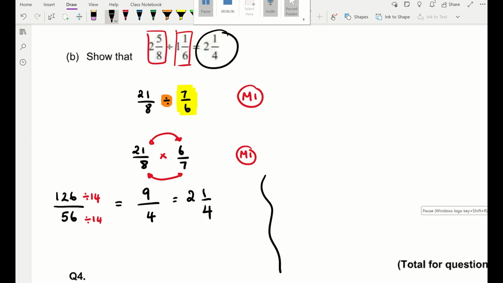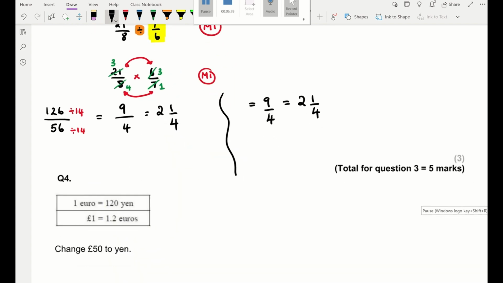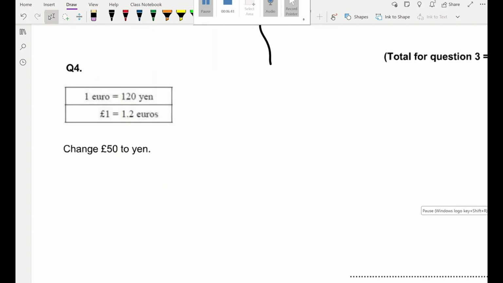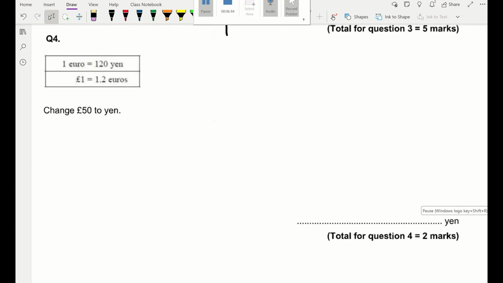So either you've done that, or you recognize that 21 divided by 7 is 3, 7 divided by 7 is 1. I can simplify even more by dividing 6 by 2, I get 3, 8 by 2, I get 4. So they see that you've simplified, and you very quickly get 9/4, and your final answer should look exactly as the question. So I've done questions 1, 2, and 3, and I'm going to move on to question 4.